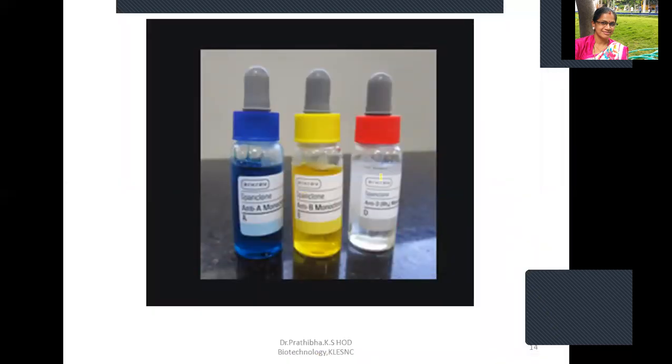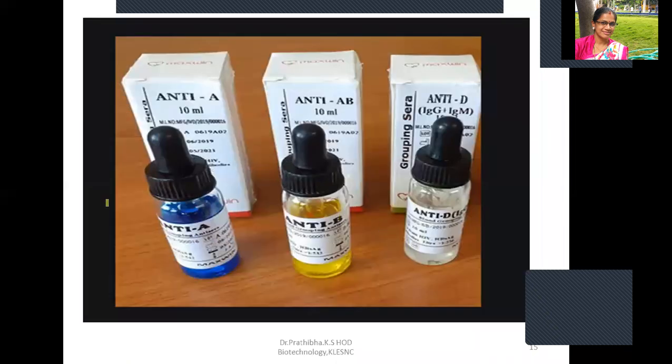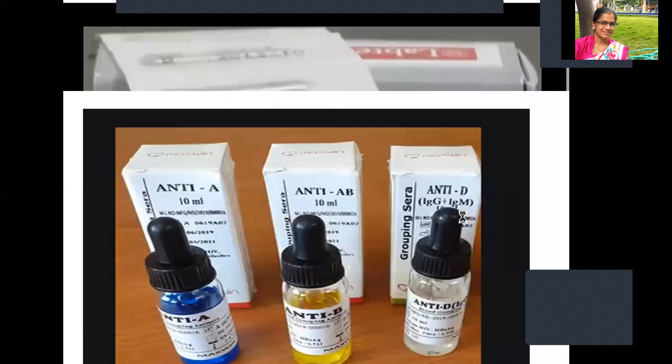When you take out the entire antibody reagent bottle, you are going to get these colored antibodies: anti-A monoclonal antiserum, which is blue in color, anti-B, which is yellow in color, and anti-D, which is transparent. I can see here anti-A, anti-B, and anti-D.